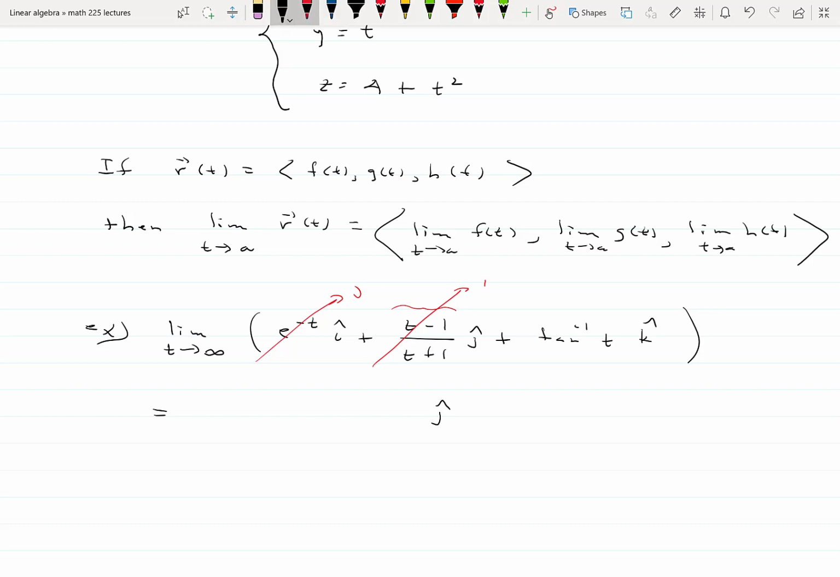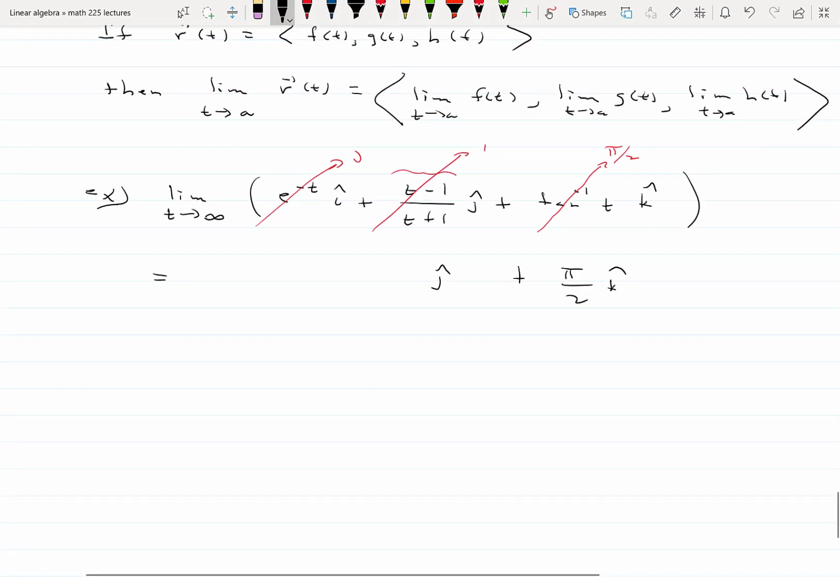And this is a good test from Calc 2. What does the inverse tangent function do? The inverse tangent has a horizontal asymptote at pi over 2, so plus pi over 2 k. So the limit of this vector valued function, this curve, is the constant vector 0i plus j plus pi over 2 k.